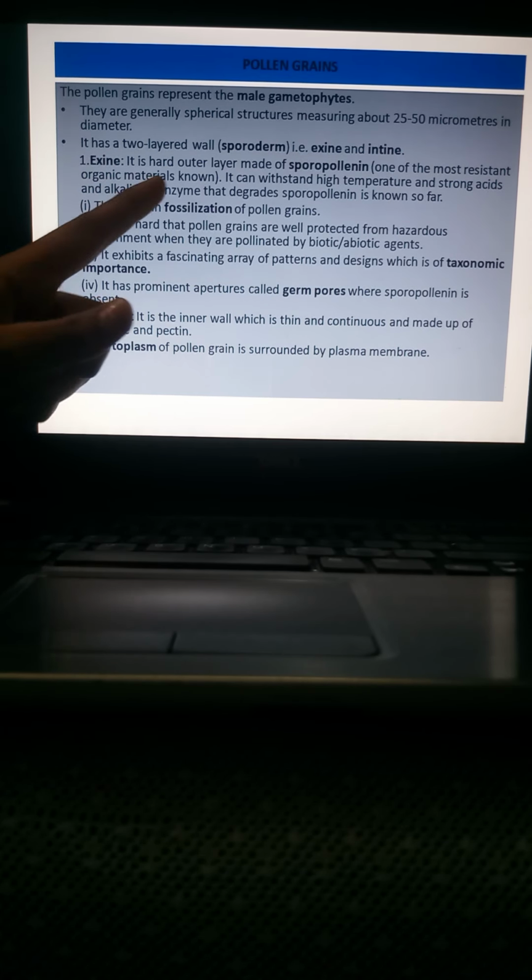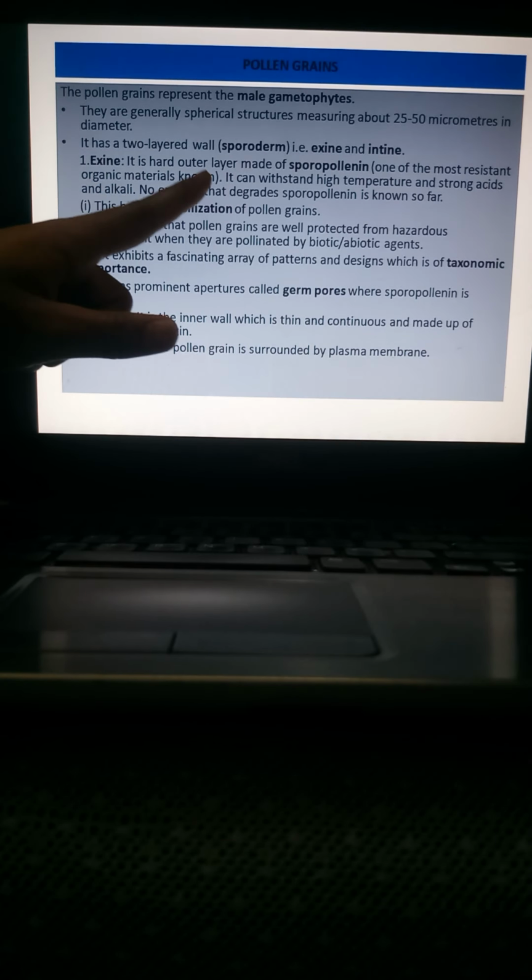The pollen grains represent the male gametophyte. That is, they are the structures which are carrying the male gametes. They are the structures inside which the male gametes are formed. So they are generally spherical structures which measure 25 to 50 micrometers in diameter, and they have a two-layered wall which is called sporoderm. Sporoderm consists of exine and intine.